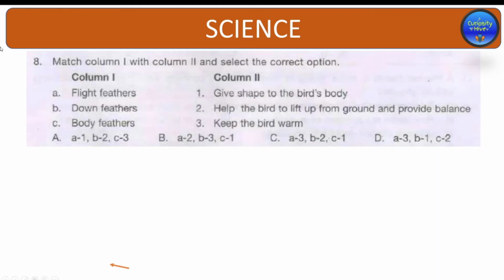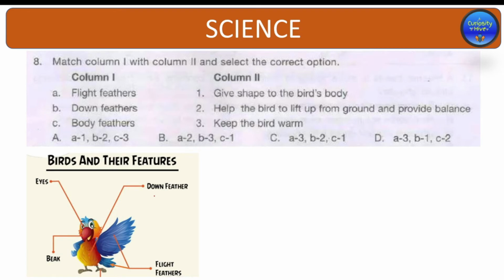Next question. Match column 1 with column 2 and select the correct option. So here we have some match the columns. Let me see if you can get this answer. Let me pictorially show you the answer so that you remember it. Well, the different types of feather the birds have mainly are down feather and flight feathers.